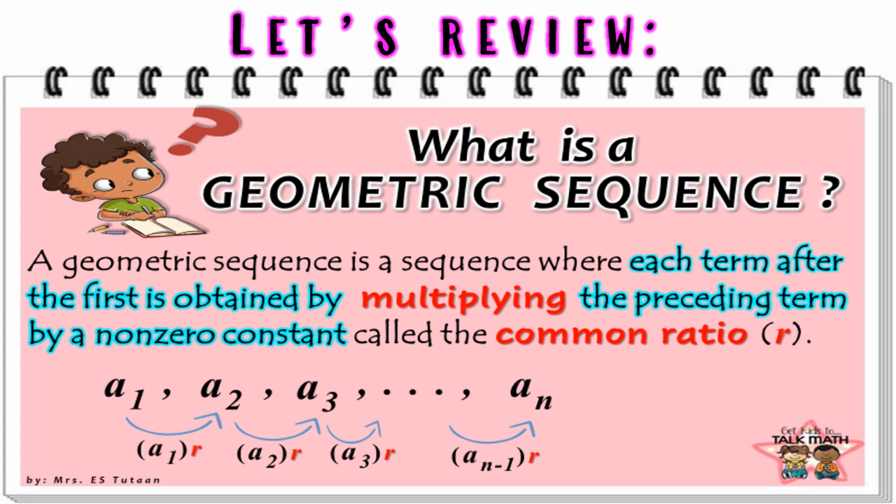Alam natin ang geometric sequence is a sequence where each term after the first is obtained by multiplying the preceding term by a non-zero constant called the common ratio. So, kapag ang given sa ating problem ay a sub 1 saka common ratio, we can get the second term by multiplying a sub 1 and the common ratio. We can also get a sub 3 by multiplying a sub 2 and the common ratio. So, kapag tinuloy-tuloy natin ang proseso, makukuha natin yung mga next terms pa ng given geometric sequence.